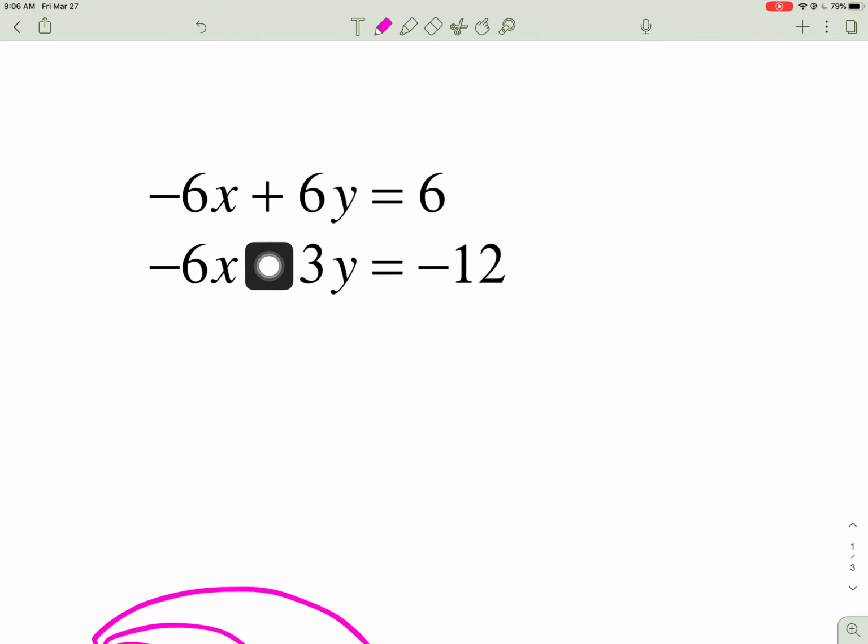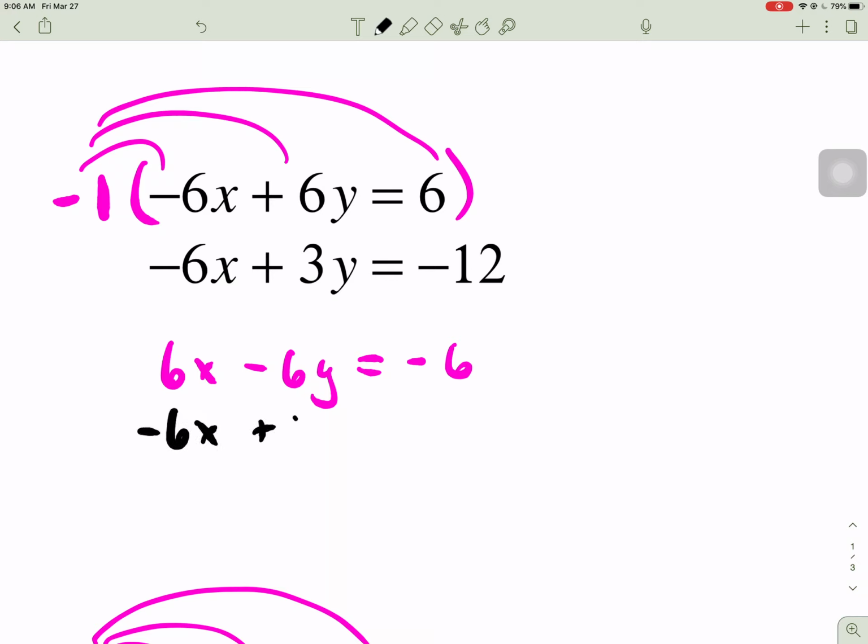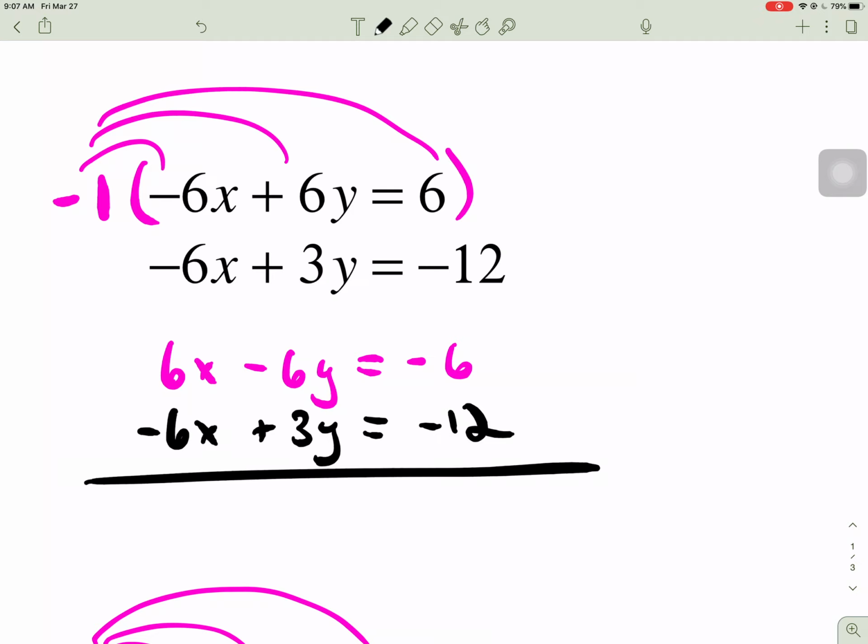What can I multiply one of these by to get negative 6x and negative 6x to be opposites? Well, let's just take one of them. It doesn't matter which one. I multiply by negative 1. When we do that, the sign of everything is going to change. And I'm going to get 6x minus 6y equals negative 6. The second equation will not change. And now I can add these two together.